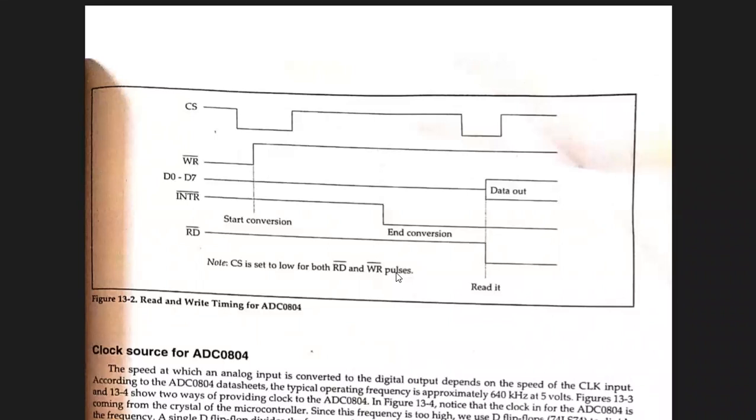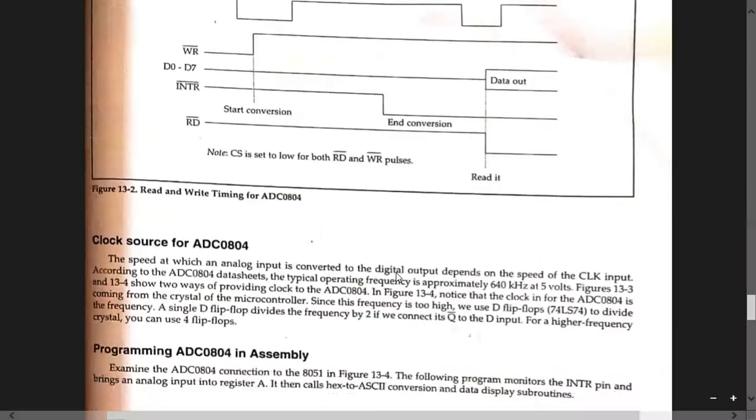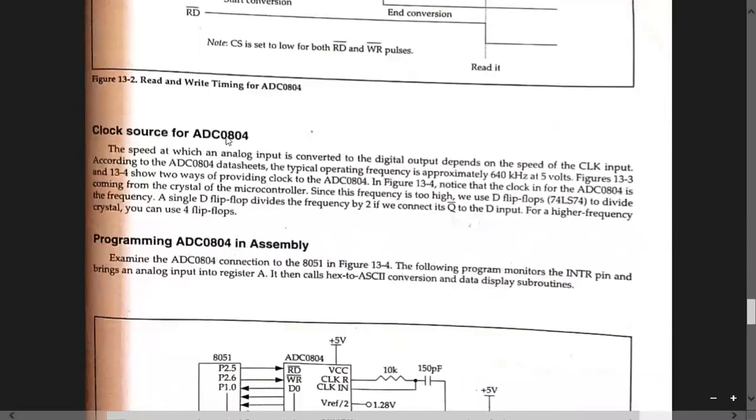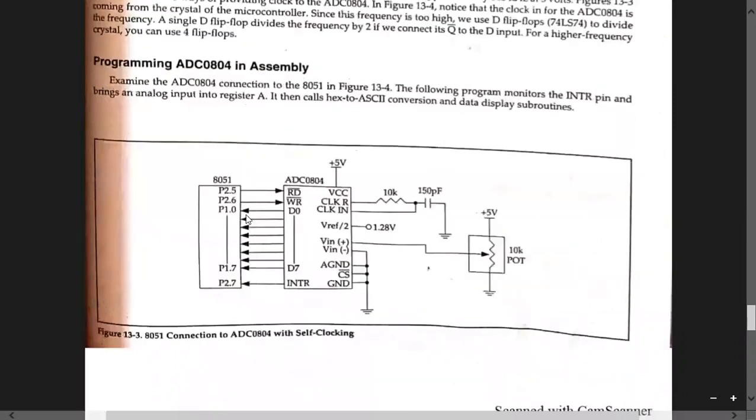So we will be seeing the program now. Actually, there are two types of ADC. The first type is 0804 and the second type is 0808. But in our syllabus we have to study only the 0804 type of ADC, and the pin diagram is given here. You just go through the pin diagram, which pin is connected to which port, and you'll understand.